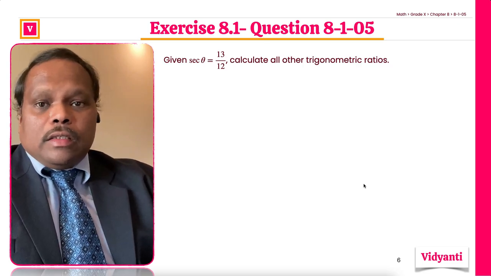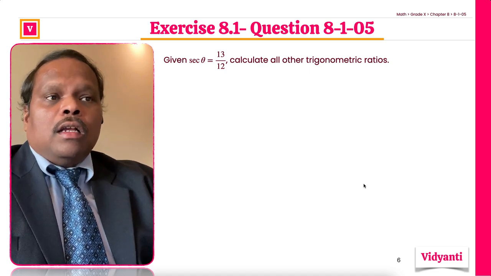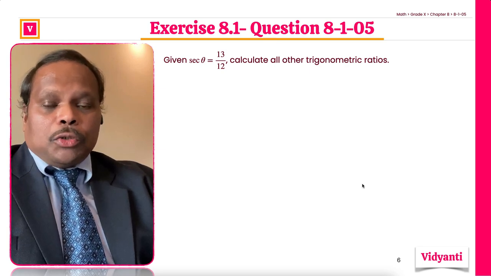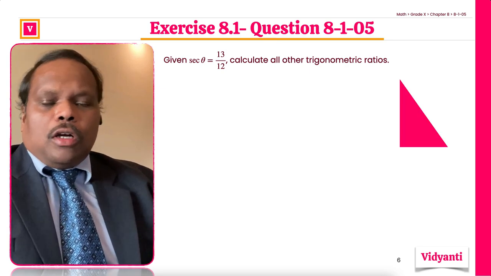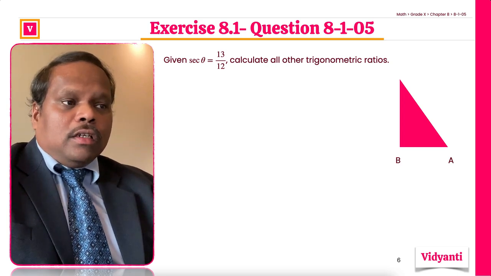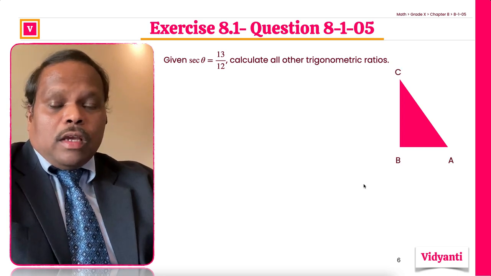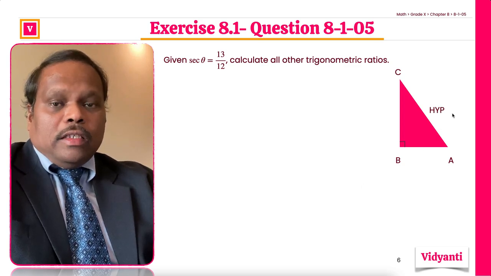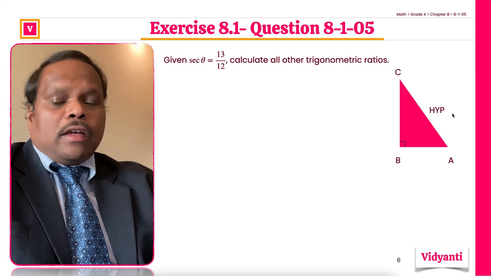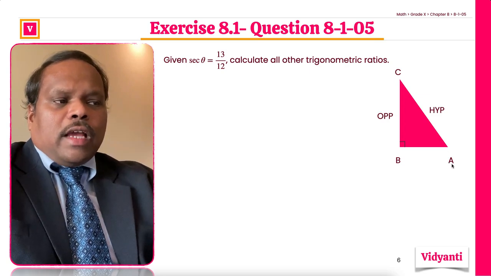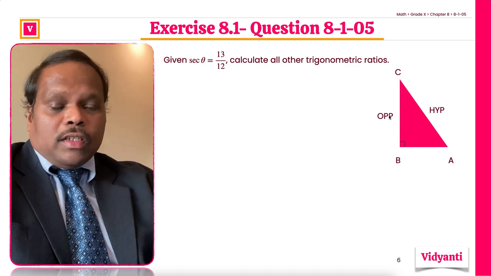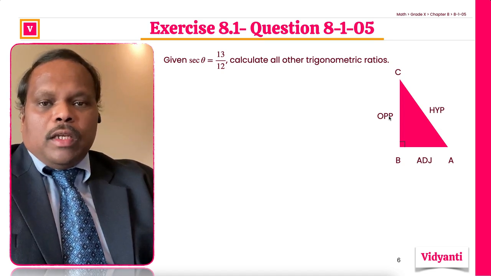We have been given sec of an angle theta, 13 over 12. We are supposed to calculate all other trigonometric ratios. So let's draw a quick right angle triangle ABC where B has the right angle and the hypotenuse will always be AC, the longest side, irrespective of whichever angle you are considering. As far as angle A is concerned, BC is the opposite side, directly facing it, and the AB side will be adjacent.